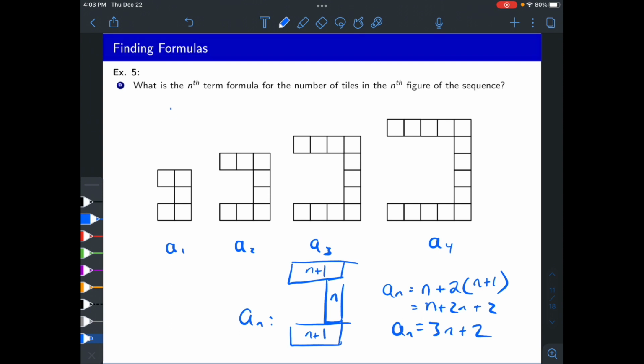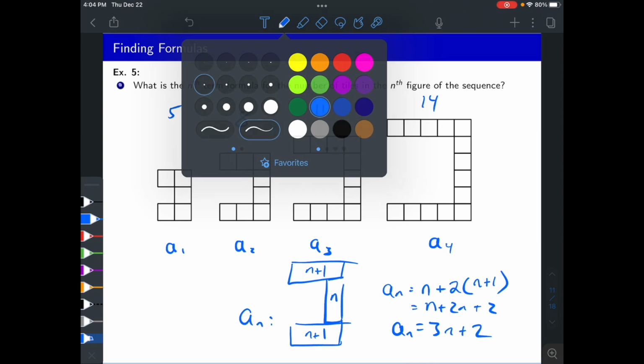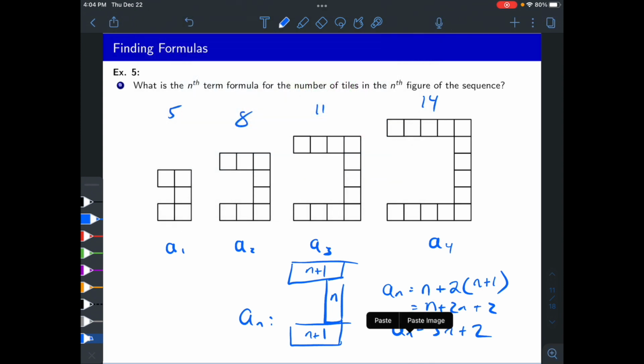You could have also just seen a pattern in those numbers that we did. So this is going to be option number 2 for this problem. There's going to be a bunch of ways of going about doing these problems. So we had 5, and then 8, and then 11, and then 14. You could notice that these are always going up by 3. So for every increase of 1, it's going to go up by 3.